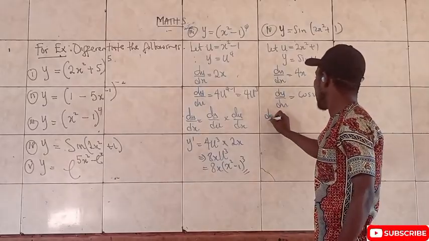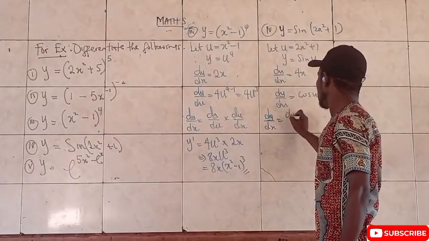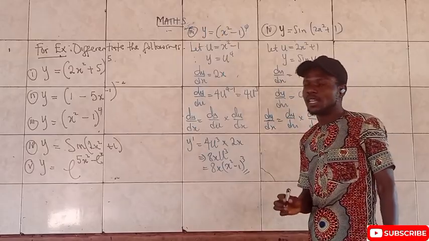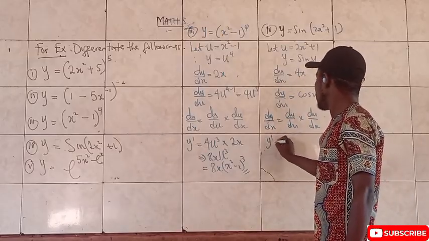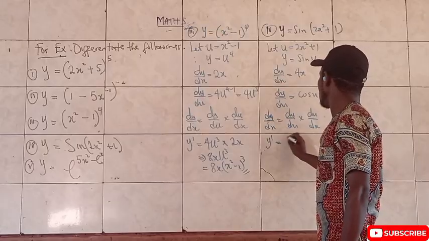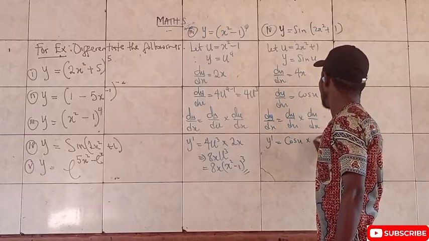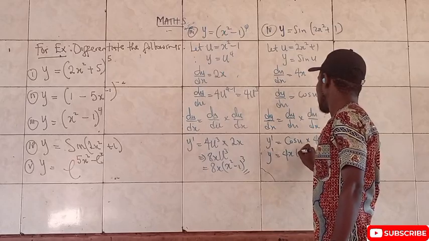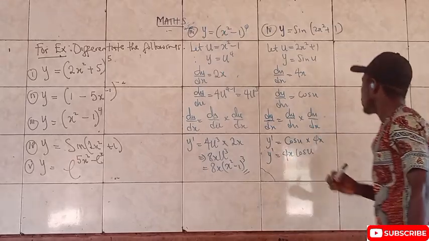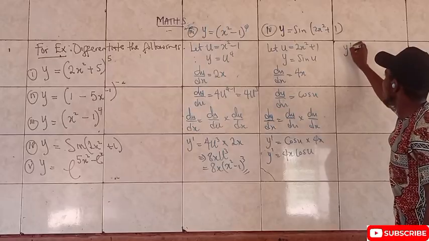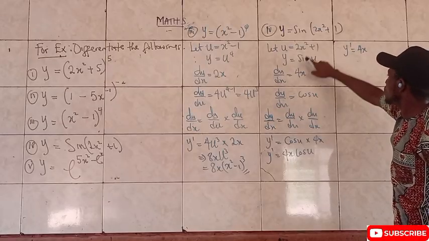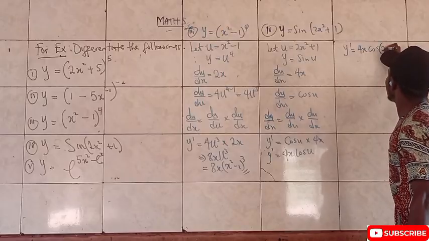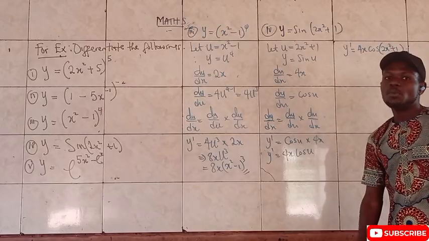So I will then say that my dy/dx is equal to dy/du times du/dx. Is it making sense? So y prime is equal to cos u times 4x. Multiply together, y prime equals 4x cos u. But what is u from concept? My u is 2x squared plus 1 in brackets. So my y prime equals 4x cos(2x squared plus 1), and that will be my answer.